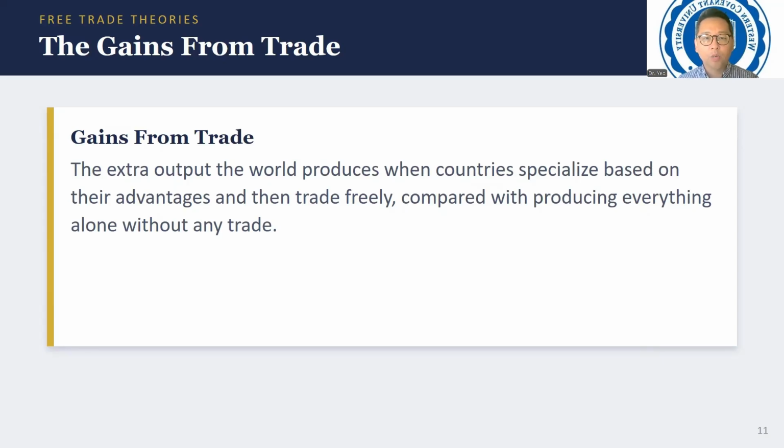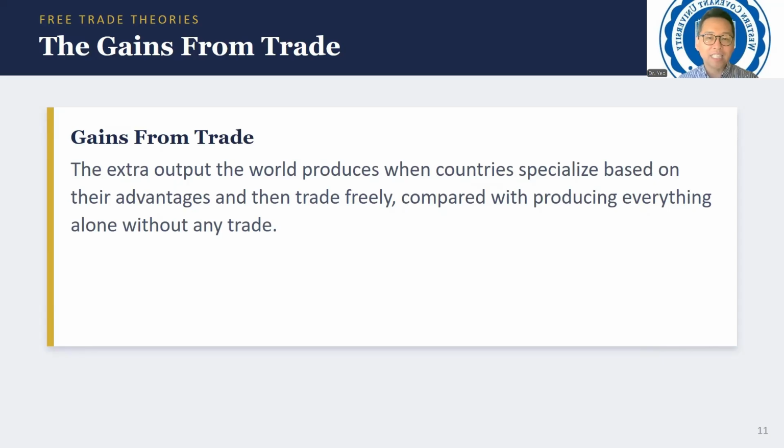Think about our rice and wheat example again. If country A tries to grow its own wheat and country B tries to grow its own rice, both countries would waste a lot of labor being inefficient. By specializing and trading instead, the two countries together end up with more total rice and more total wheat. That extra amount is the gain from trade.